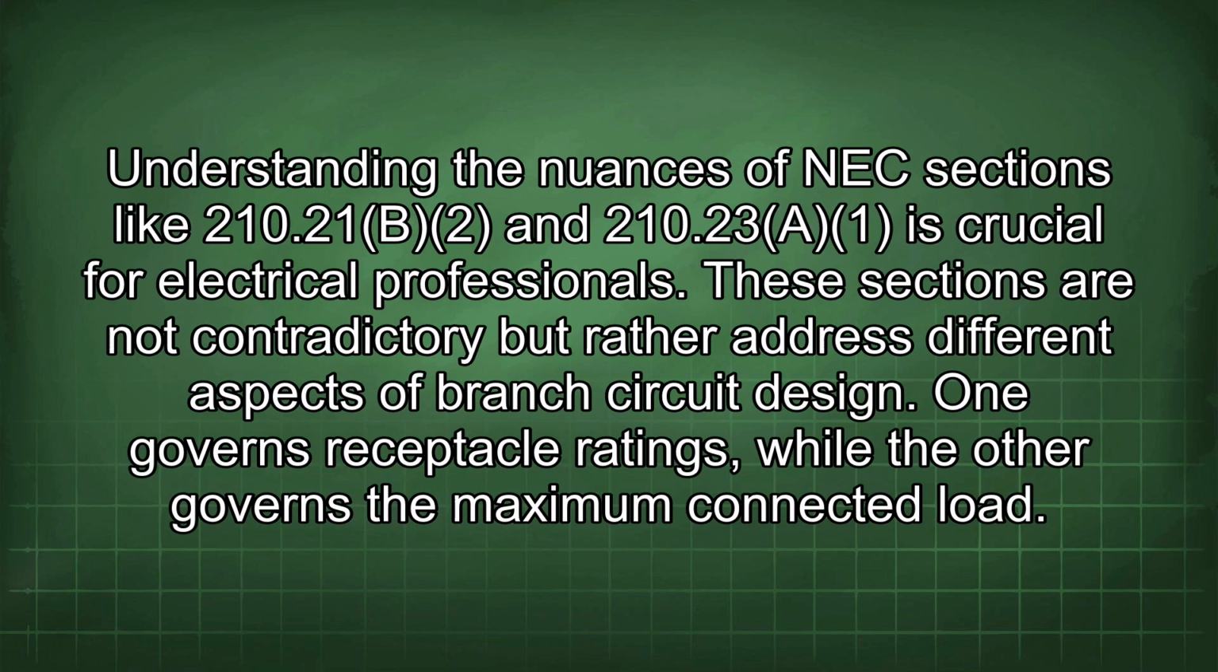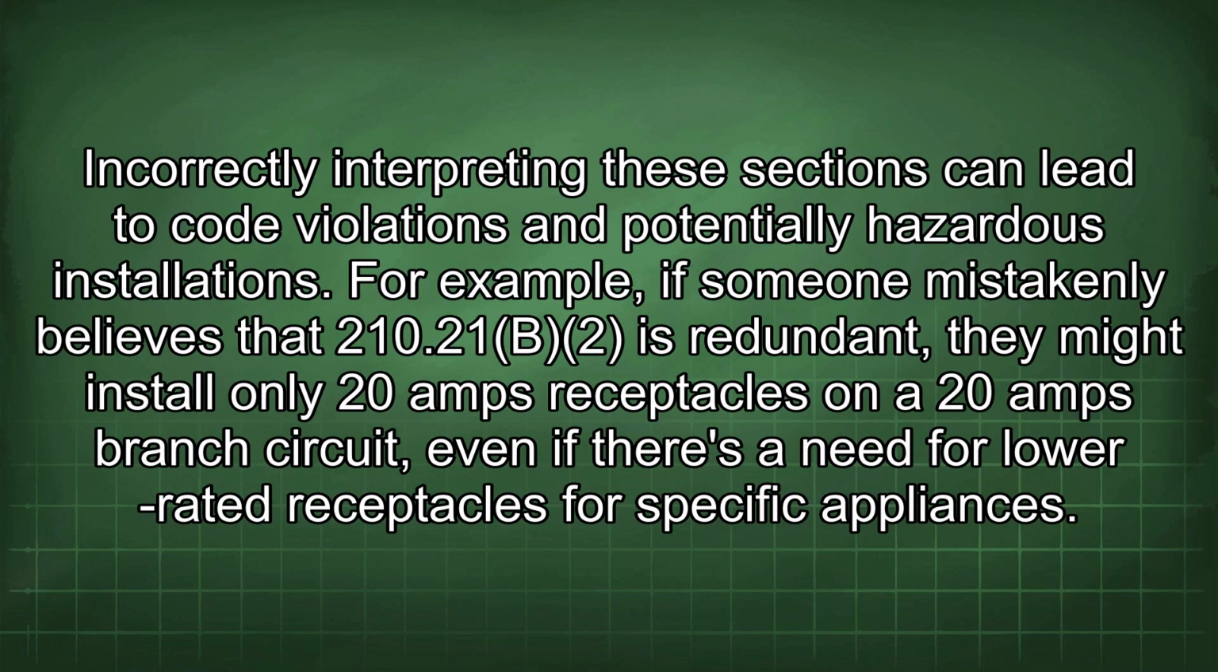Understanding the nuances of NEC sections like 210.21(B)(2) and 210.23(A) is crucial for electrical professionals. These sections are not contradictory, but rather address different aspects of branch circuit design. One governs receptacle ratings, while the other governs the maximum connected load. Incorrectly interpreting these sections can lead to code violations and potentially hazardous installations.